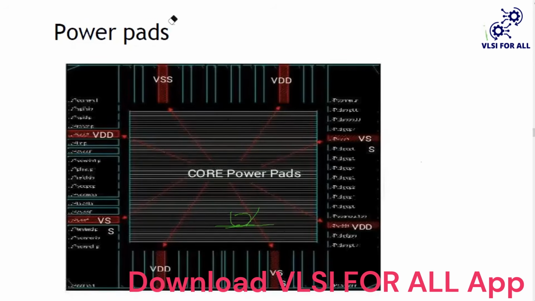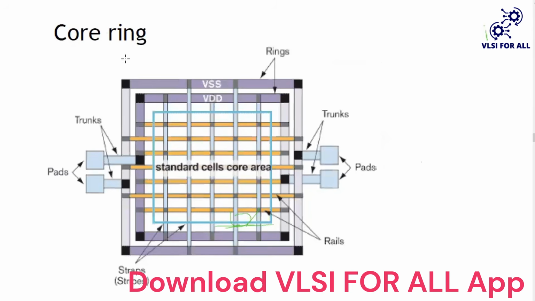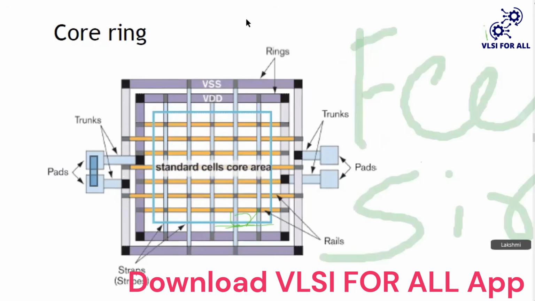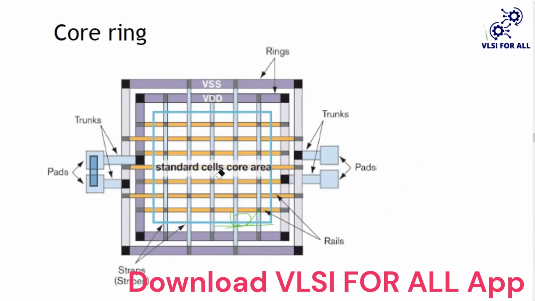Previously we had already done this. Okay, this is the core ring. The core ring is nothing but a ring type. Power connection is there, the power pads to ring connection. This is the power pad, and in these pads the core ring connection is there in the design.